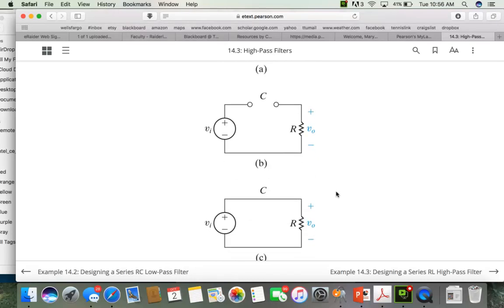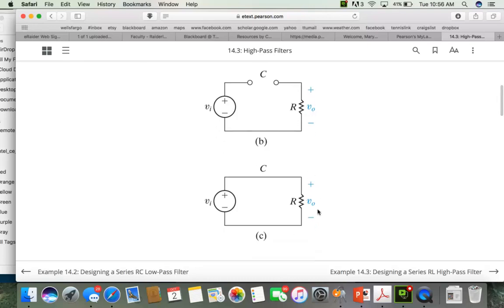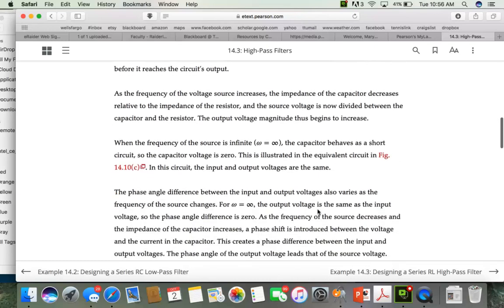As the frequency increases, 1 over j omega C becomes a smaller number until ultimately, when the frequency is high enough, the capacitor looks like a short, which means all of the voltage, as shown in figure C here, is going to appear across the resistor. So we have a case where the output voltage is equal to the input voltage at high frequency and the output voltage is equal to 0 at low frequency, which means we have a high pass filter.